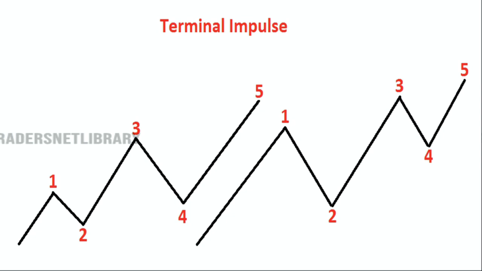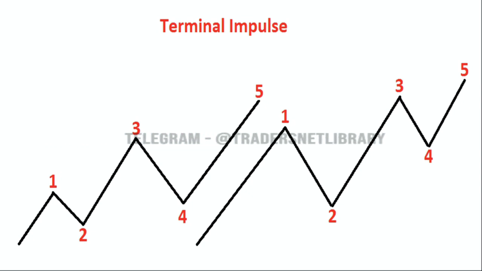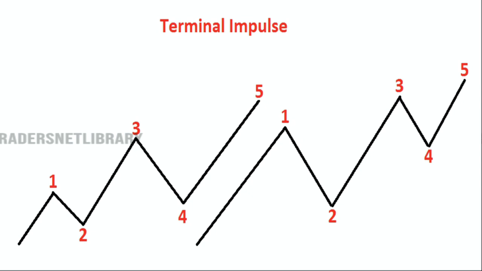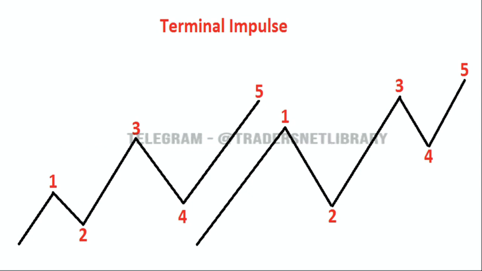The rules of the terminal impulse pattern are that wave 2 can never reach wave 1. In other words, wave 2 should not correct the whole of wave 1. Wave 3 can never be the shortest wave between waves 1, 3, and 5. In this pattern, wave 4 must be within the range of wave 1. Wave 5 in the terminal impulse wave pattern can end beyond wave 3 or be truncated.